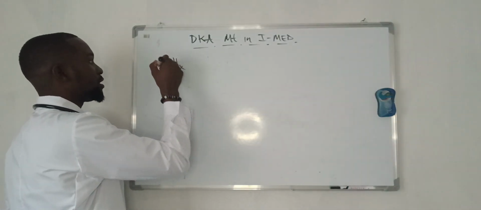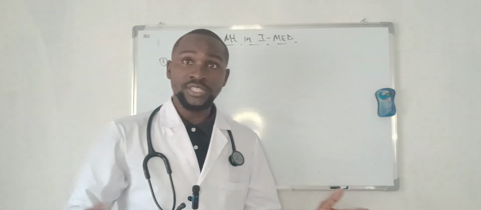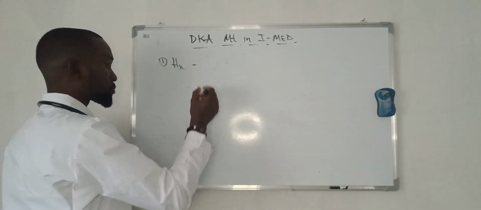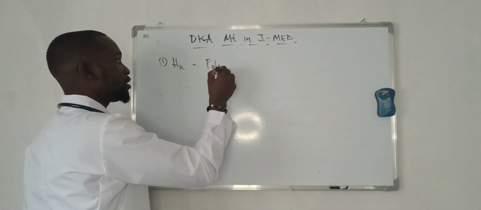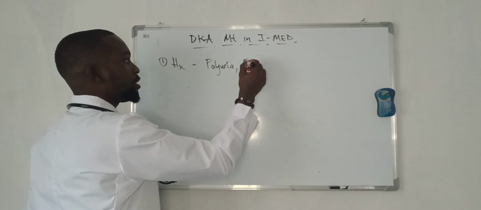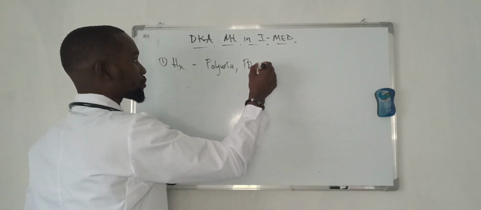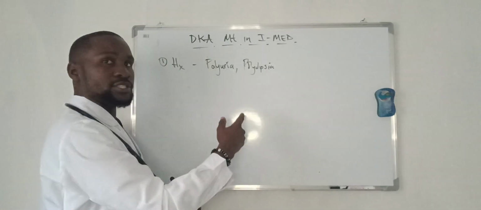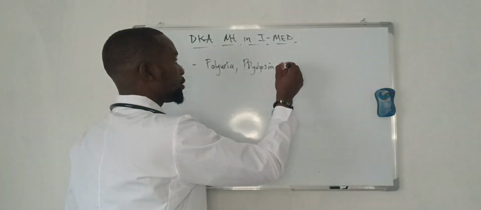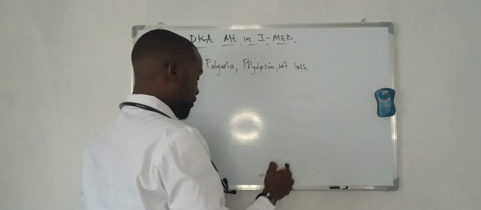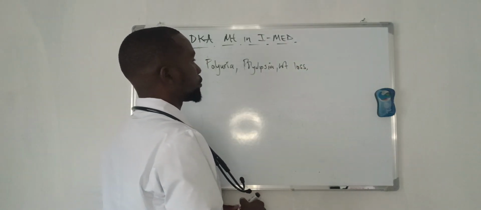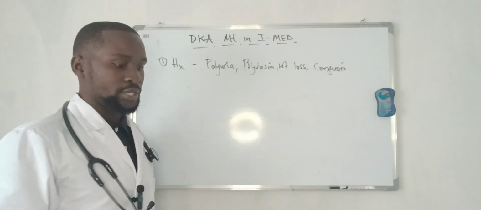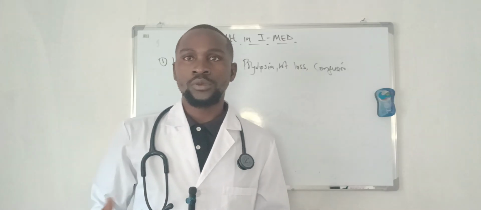Obviously, this is someone who's going to present with those key features we talked about. They may give you a history of polyuria, and a history of polydipsia, which is excessive thirst. Excessive urinating, excessive thirst. They may give you a history of weight loss, and maybe confusion. All these things may be there when you do your history taking.